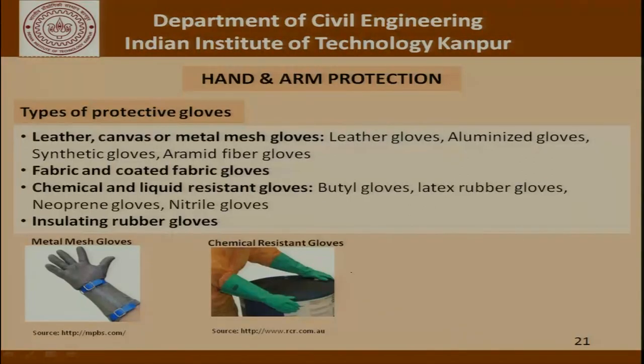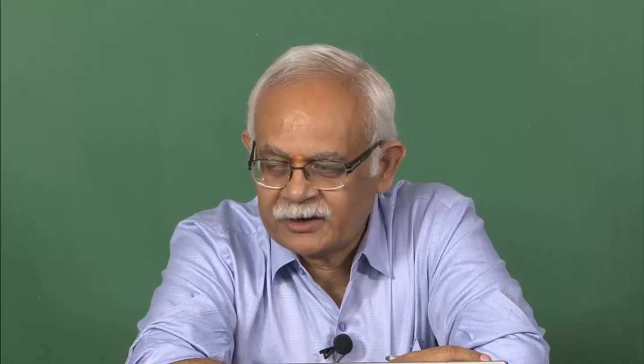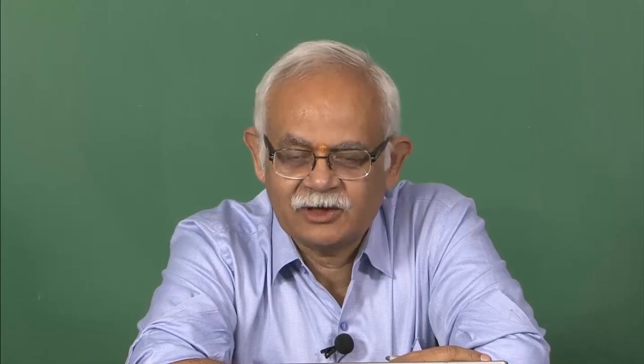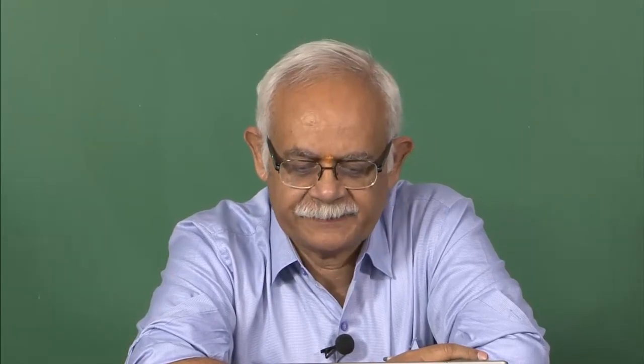These are pictures of some of these gloves, the metal mesh gloves or the chemical resistant gloves or the insulating rubber gloves. And I would encourage you to look at the internet and try to get a better idea and an understanding of the different kinds of protective equipment that are available, not only for the gloves, not only as gloves or hand protection, but also goggles and all that.